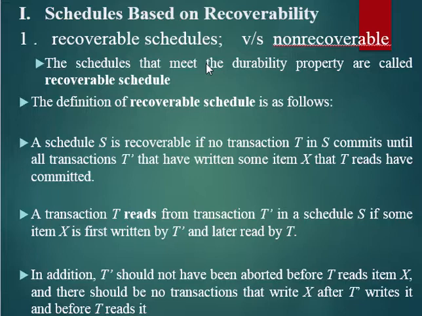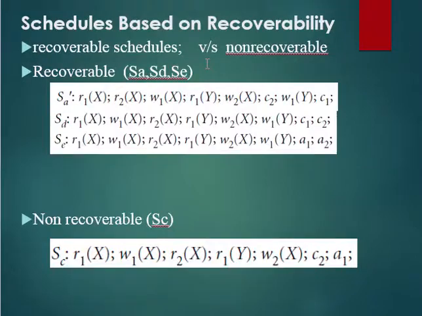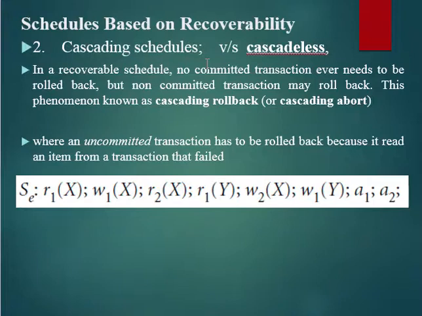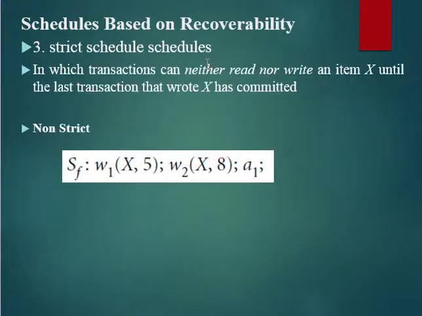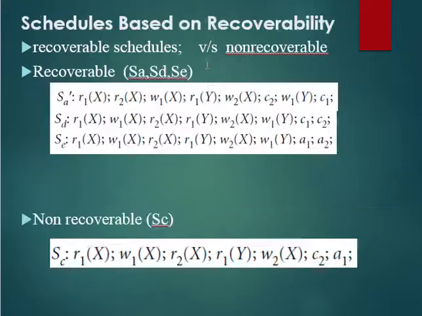Schedules based on recoverability are mainly classified into three. The first one is recoverable schedule versus non-recoverable schedule, the second one is cascading schedule and cascadeless, and the last one is strict schedule and non-strict schedule.